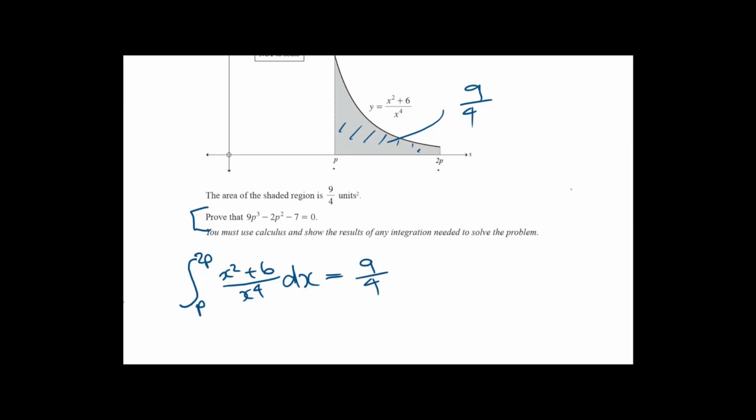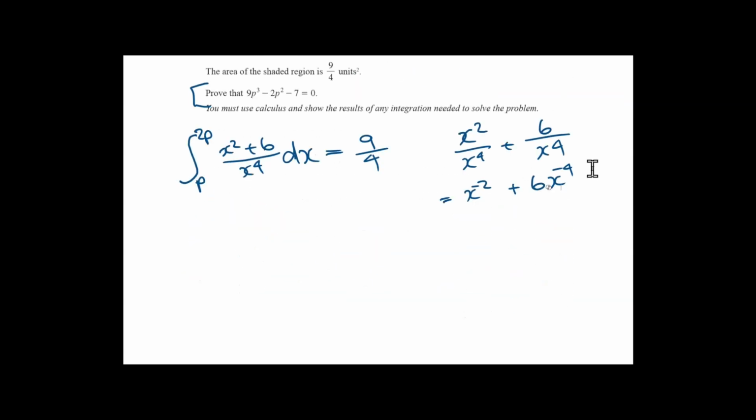Now this x squared plus 6 over x to the power of 4, I don't really like it, so I'm going to distribute it a little bit. I'm just going to separate out those functions, and it's going to give me x to the power of -2, and it's going to give me 6x to the -1. It's a lot easier to work with.